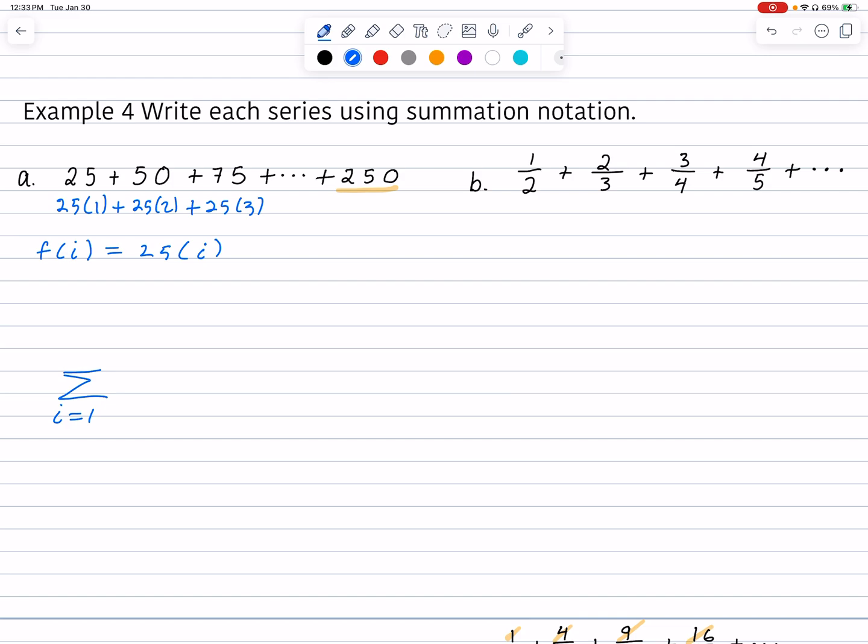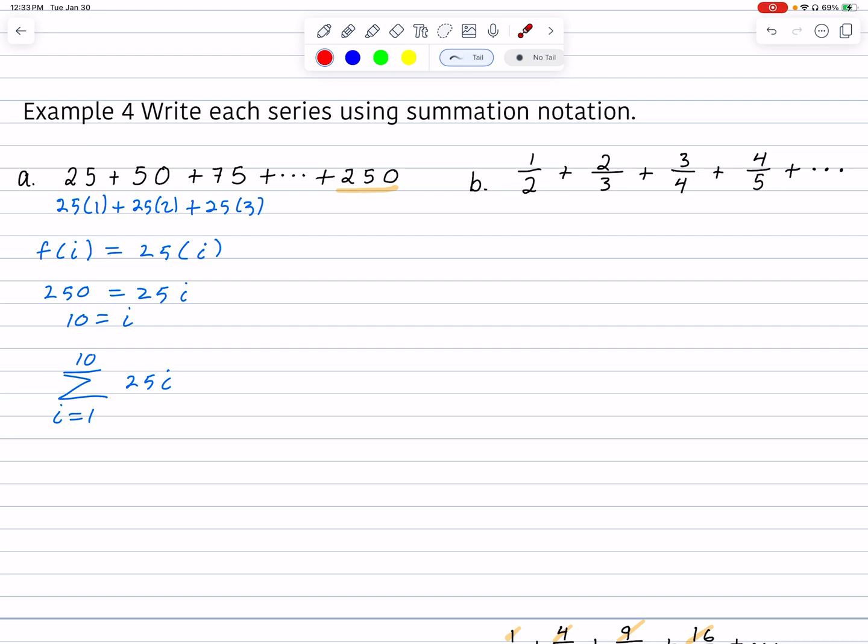The way we figure that out is we take 250, that last term, and we plug it into our formula, and we solve. So that tells me I'm going to go to the 10th term, and our formula is 25i that we found here. Let's just check it. Again, not a bad idea to check. I plug in 1, I get 25. I plug in 2, I get 50. I plug in 3, I get 75. That's good. If I plug in 10, the last term, I get 250. So that is our sum.